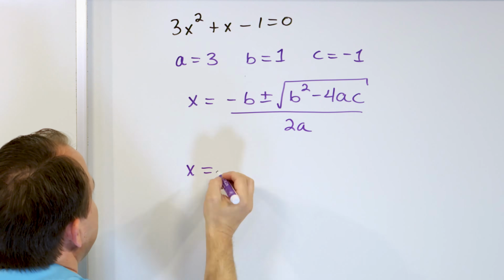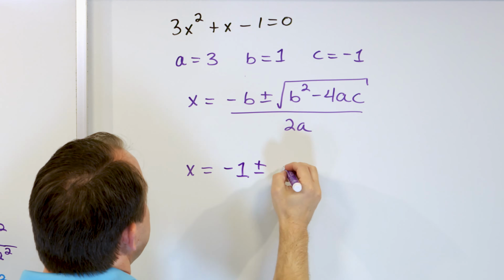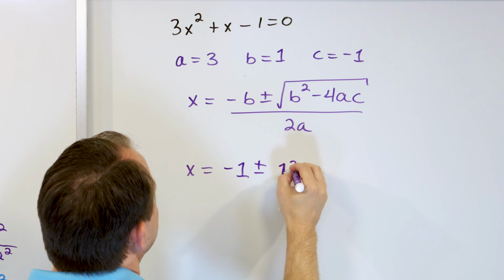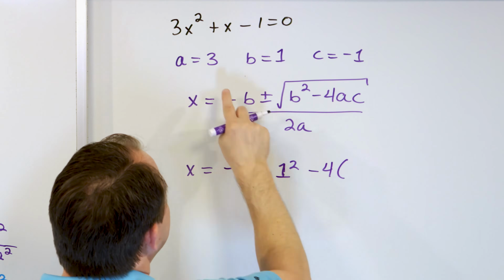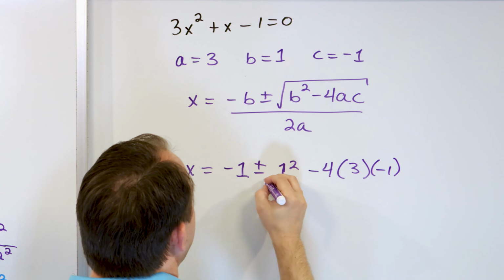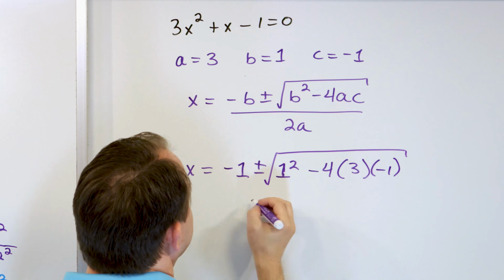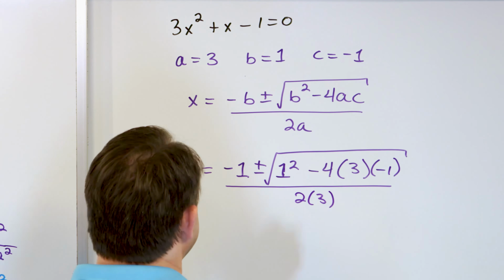And so your equation is going to be negative b, which is a 1, so -1 here, plus or minus. On the inside, you're still going to have a 1 squared, b squared, minus 4 times a, which is 3, times c, which is -1. The square root applies to this whole thing right here. And on the bottom, it's going to be 2 times a, 2 times 3, like this.